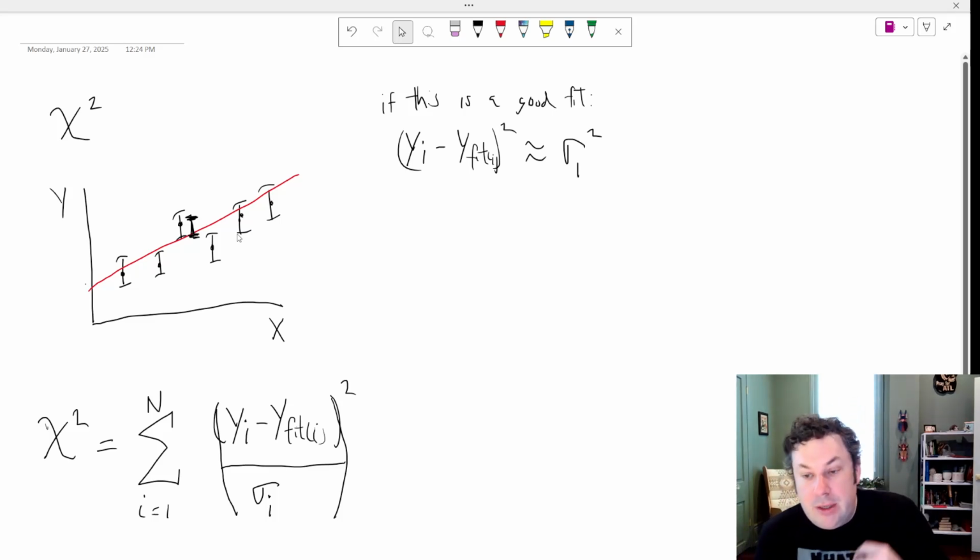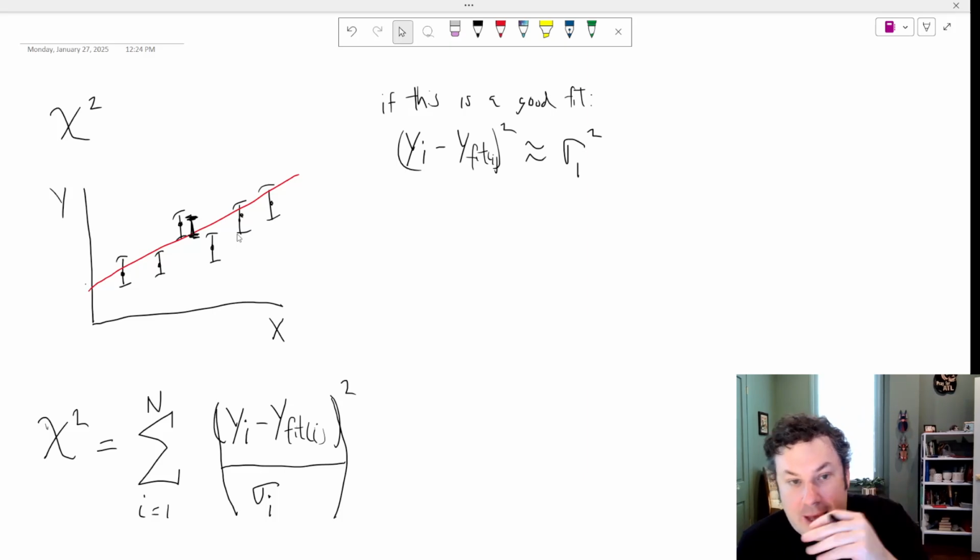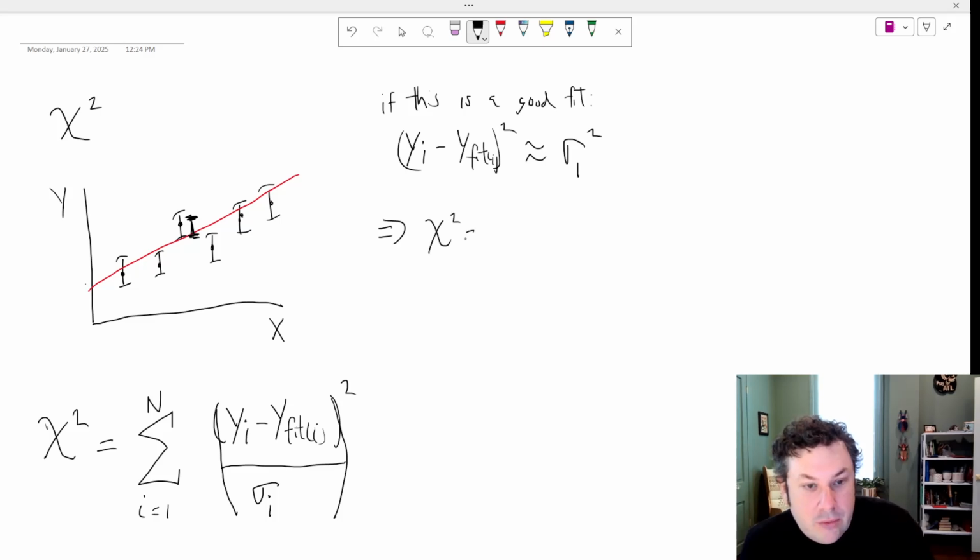So on average, if the difference between your data and the fit is inside the uncertainty for the individual data for all the data points, then you have a good fit. And so that's what it would look like. If it's a good fit, that means that chi-squared, if you add up all the points, would be equal to n. So for a good fit, you have chi-squared equal to the number of fitting data points that you have, and that's what you would get.